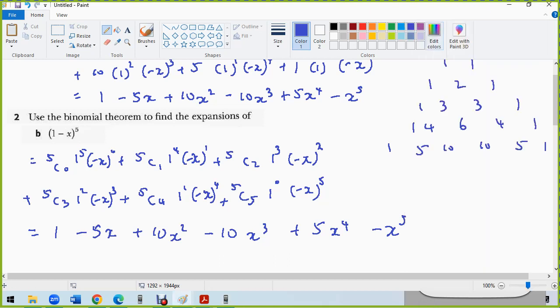So for this kind of question, if we have a negative 1 here, then the result that will come out will be plus minus plus minus plus minus. So the sign will alternate, positive negative positive negative positive negative. Okay, so if your answer is not positive negative positive negative positive negative, then that means somewhere is wrong already.